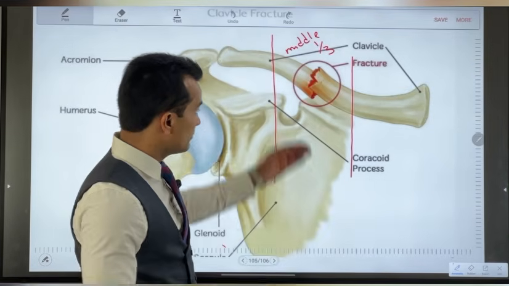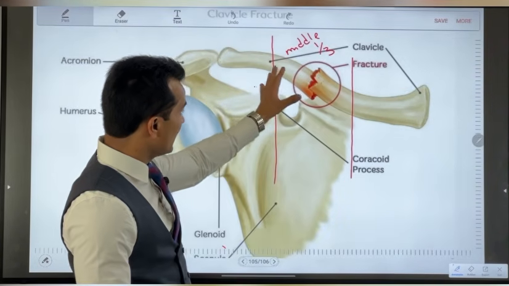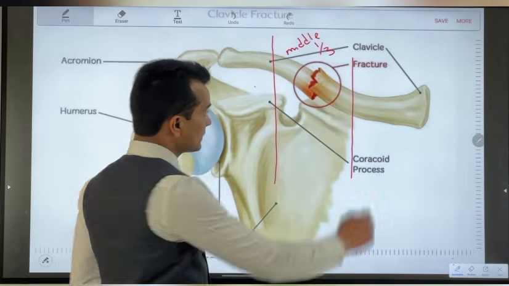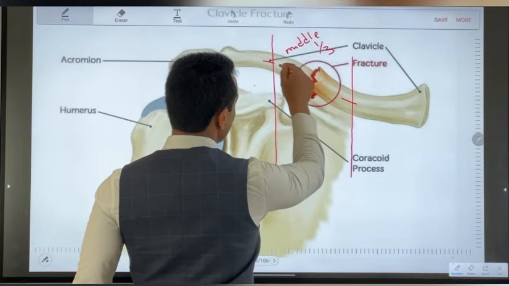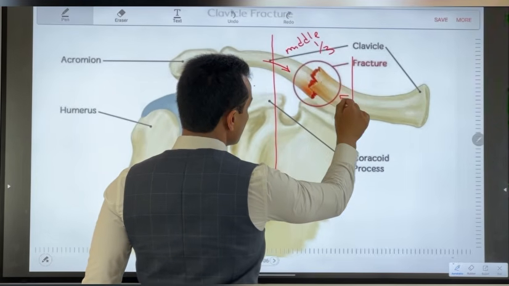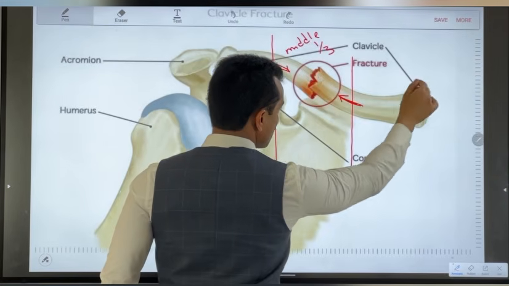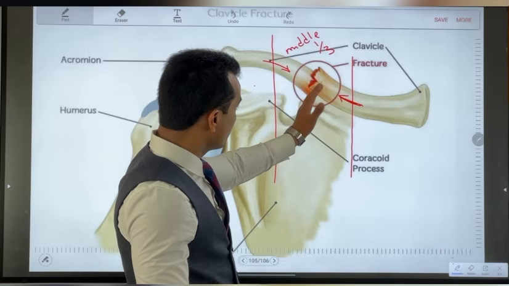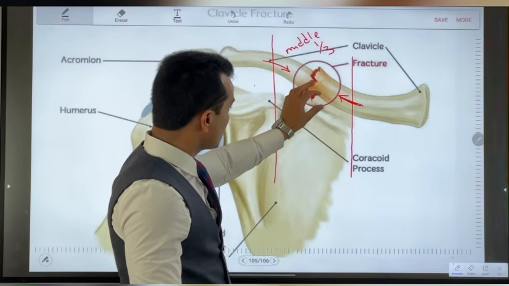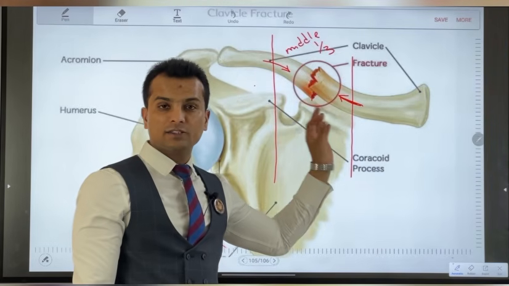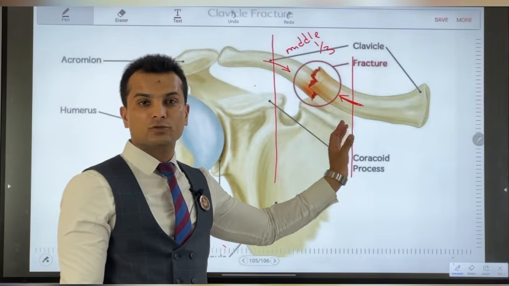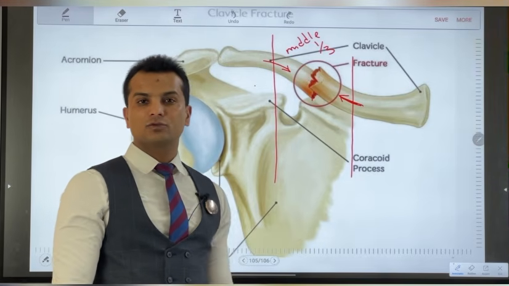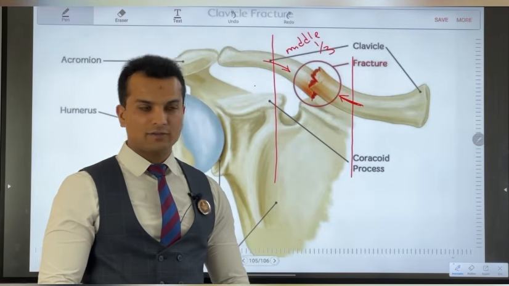Another reason: I have told you that the medial and lateral primary ossification centers present in the shaft meet each other, and the ends also have endochondral ossification centers, but this part didn't have a specific ossification center. That's why this is also the weakest part of the clavicle. So this is the common fracture site of the clavicle.